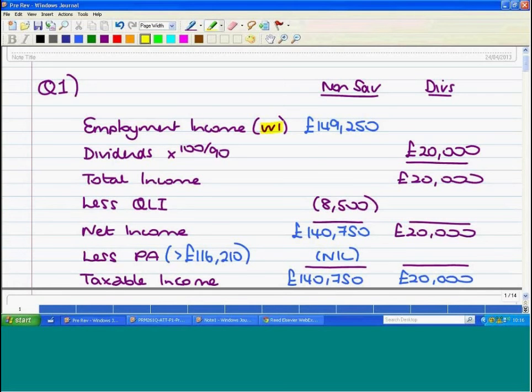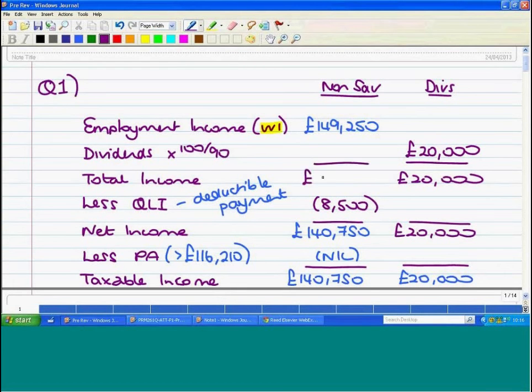Now also, as I read through the question, I spotted the qualifying loan interest. So that, of course, is my deductible payment. So again, that's gone in my pro forma. And that, if you remember, is the difference between your total income and your net income.